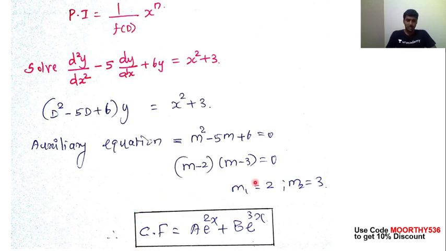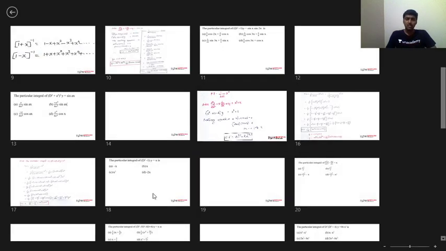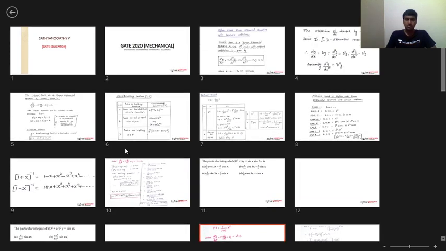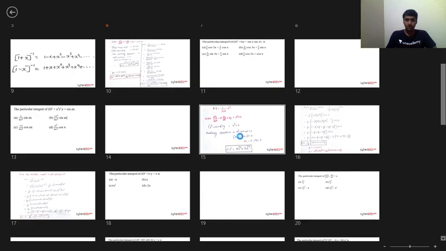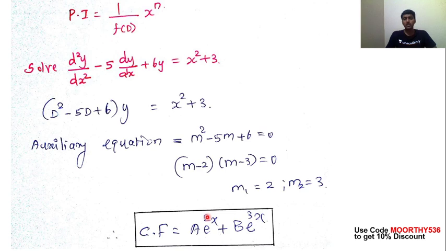Here, for the complementary function, as per the earlier discussions, the root values are real but not equal, they are different. 2 and 3 are different. When the roots are real and different, m1 is not equal to m2, and the complementary function is given as a into e power m1x plus b into e power m2x. Here m1 is equal to 2, m2 is equal to 3. So substituting those values, a into e power 2x plus b into e power 3x is the complementary function of the given equation.